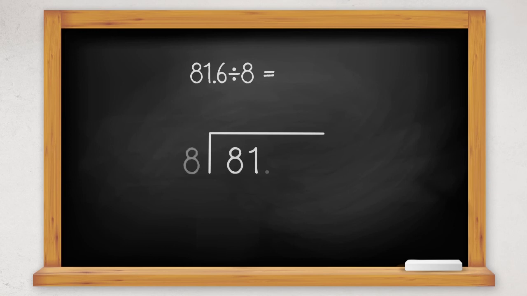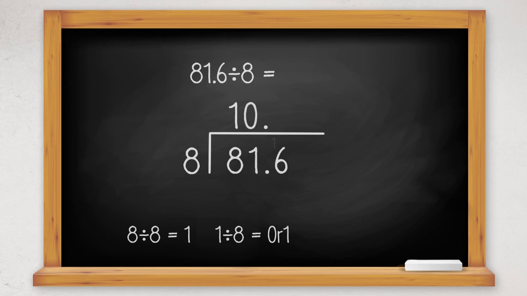Suppose we want to divide 81.6 by 8. We write it out as normal division, and we place the decimal point in the answer directly above where it is in the sum. We now divide in the usual way. 8 goes into 8 once. 8 goes into 1 zero times, remainder 1. So write a 0 in the answer and carry 1 to the next number. 8 goes into 16 twice. So the answer is 10.2.